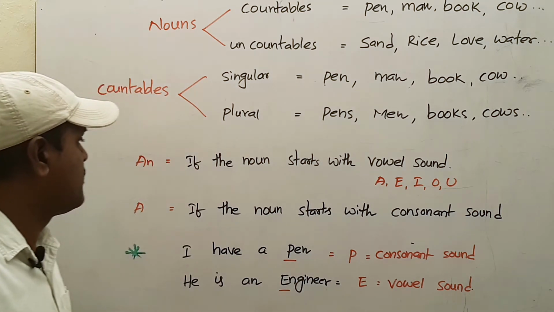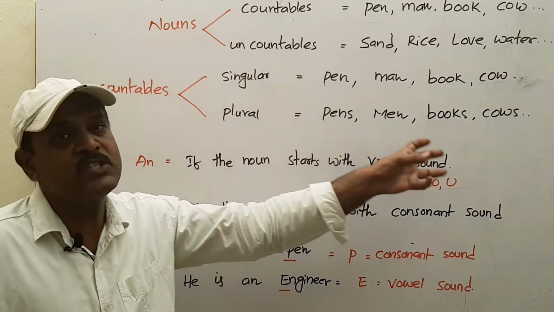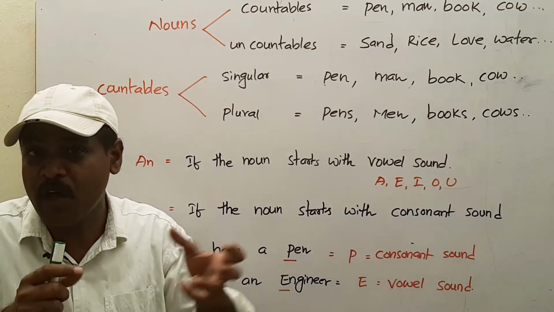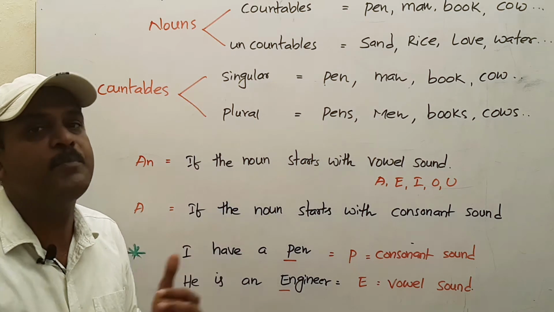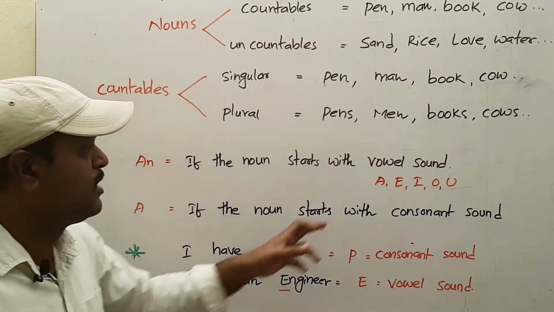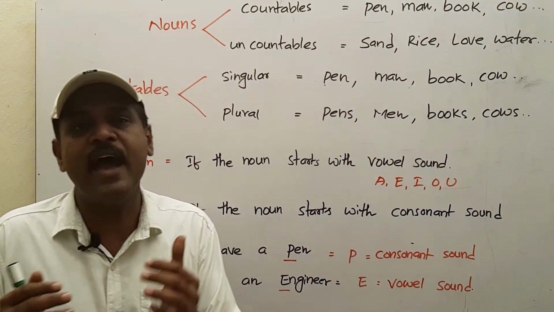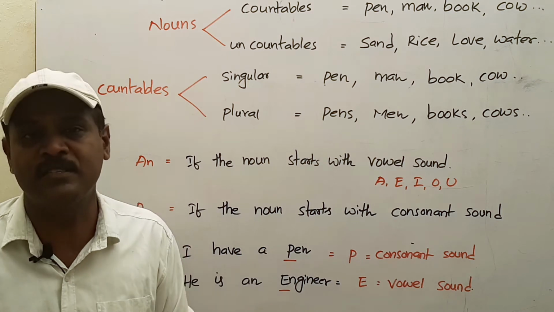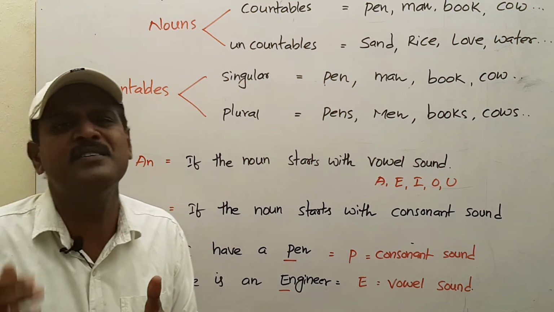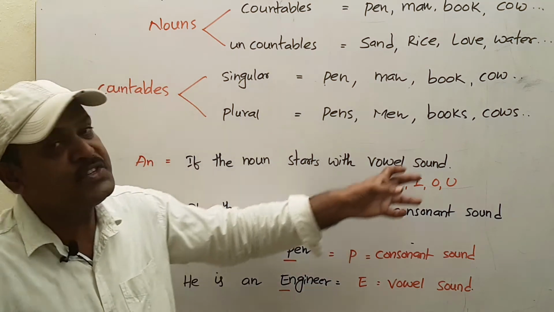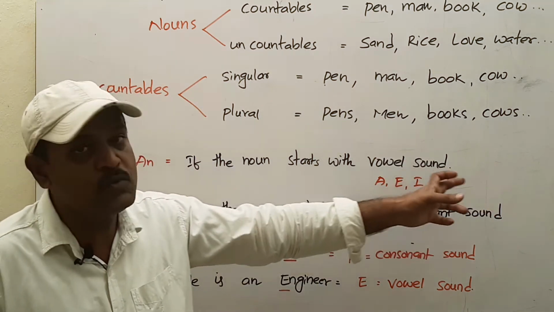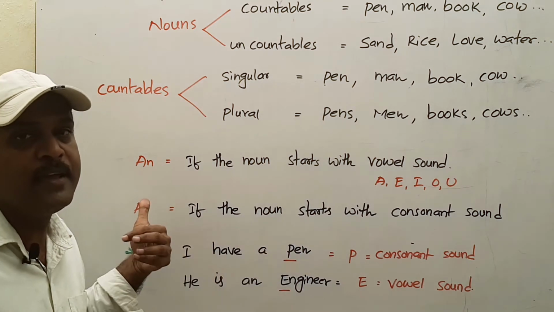The rule is, if the noun starts with a vowel sound, at that time we have to keep an in front of that noun. You know, in English, A, E, I, O, U are considered vowels. But here, the sound is important, not the letter. If the noun starts with a consonant sound, that means except these vowel sounds, we need to keep a.